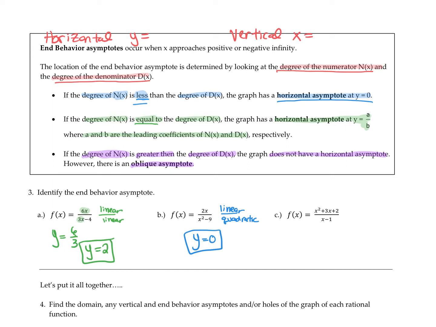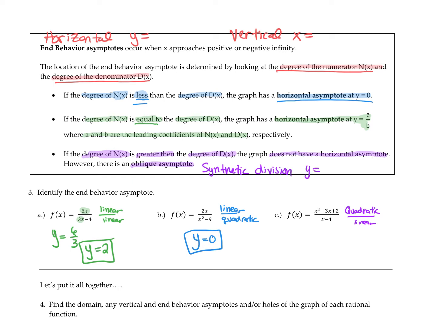And then in the last example, I have a quadratic over a linear. So this is our last scenario where we'd have to find the oblique asymptote. So in this last one, we're going to have to do synthetic division to find the equation of our oblique asymptote.